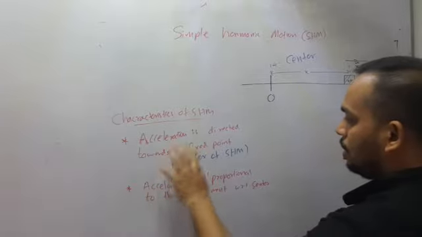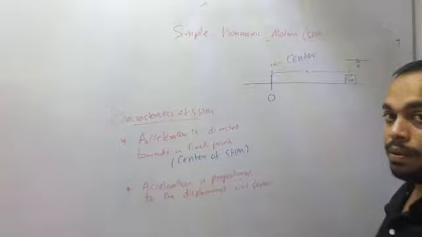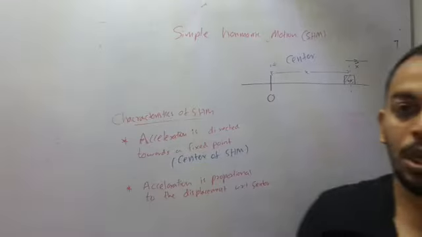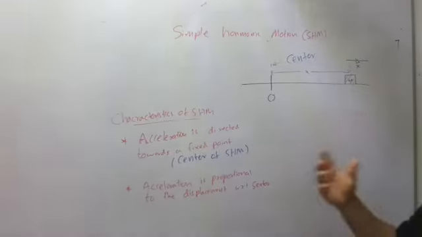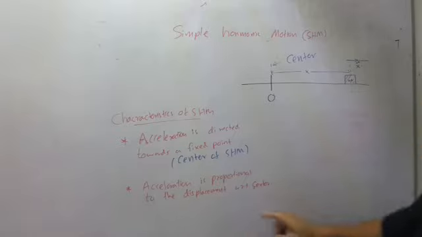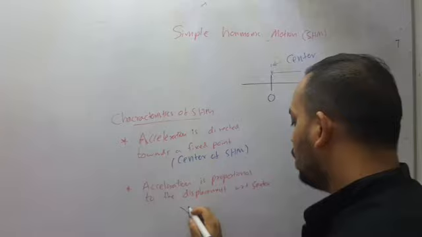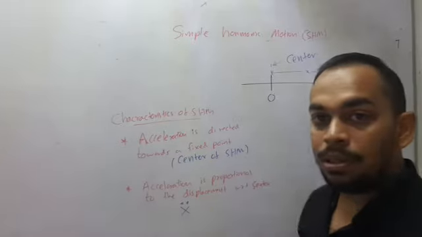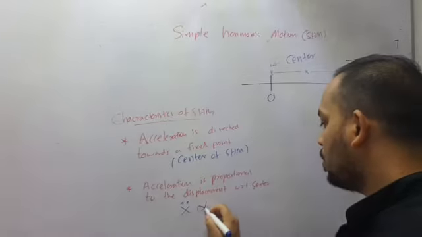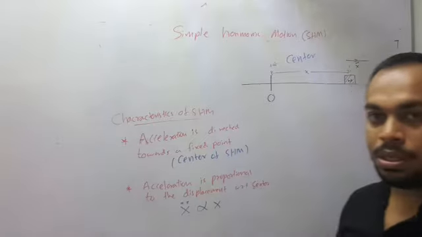Now, this is a qualitative idea of the acceleration. What is the quantitative idea? Quantitative means how much. What is the acceleration quantitatively? The acceleration is proportional to the displacement with respect to the center. That means acceleration, which is x double dot, is proportional to the displacement x.